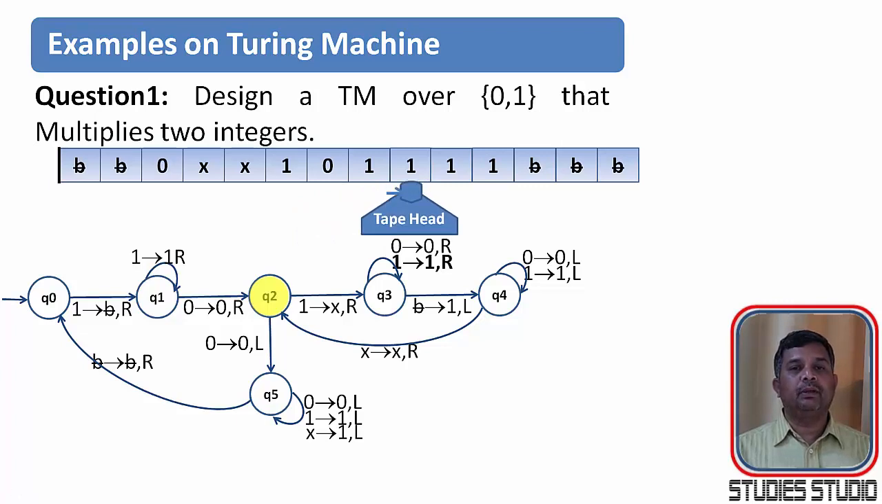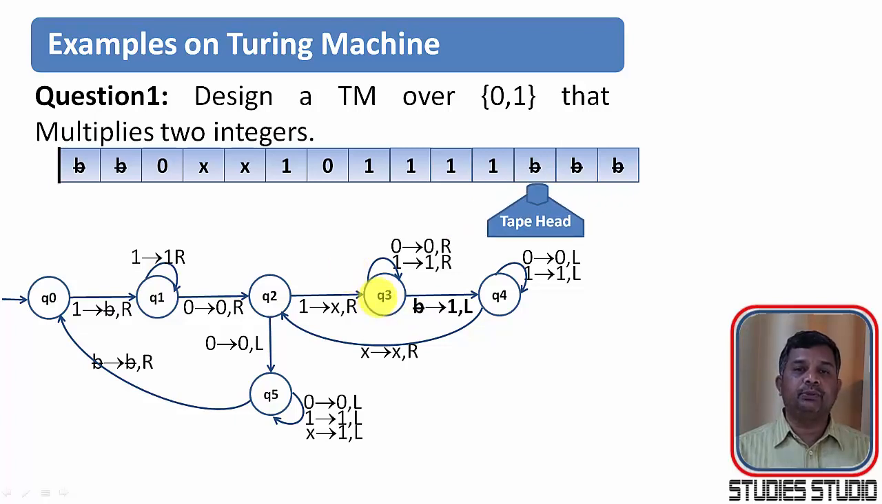The next input symbol is 1. I have written 1 onto it. The next input symbol is again a 1. I have written 1 onto it. The next input symbol is again a 1. I have written 1 onto it. The next symbol is a blank. I am at state Q3, so in place of that I have written 1. Now I am at state Q4.